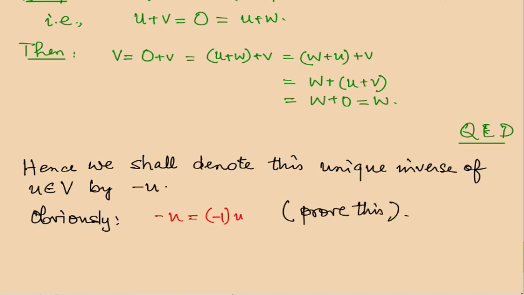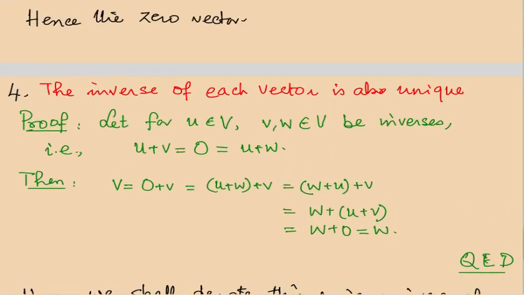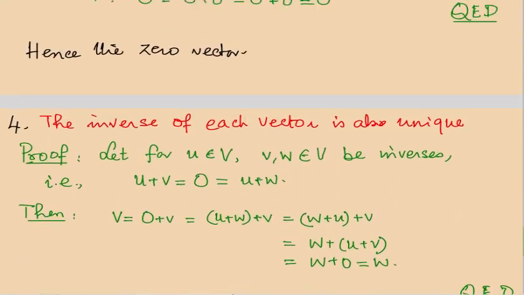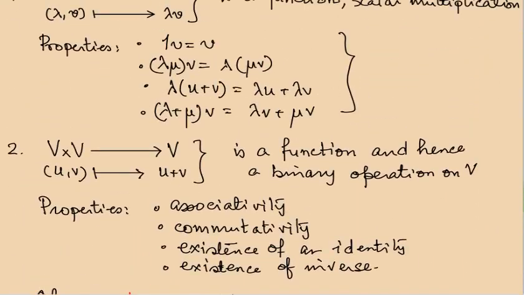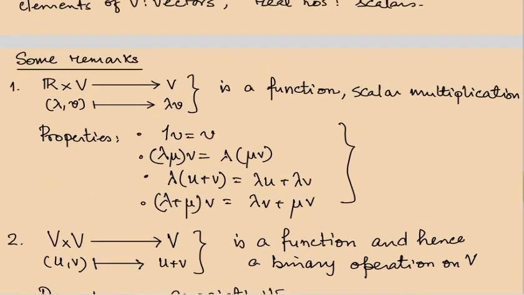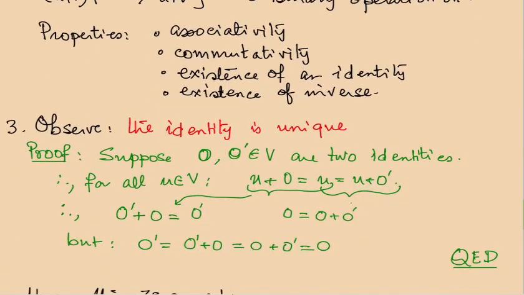Okay. So these are some few things. So what do we need to look for a vector space? We need to give a binary operation on V. We need to give a scalar multiplication satisfying these properties. Having said so, now let's have a look into examples.